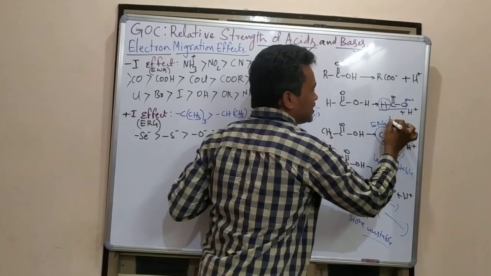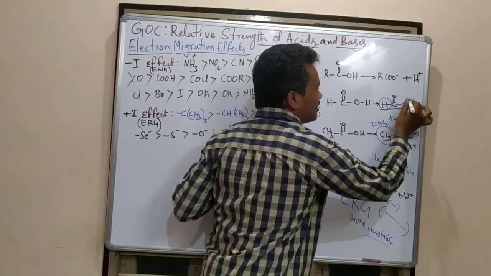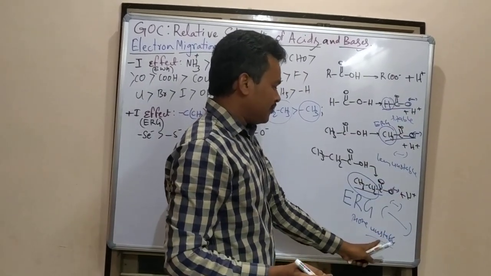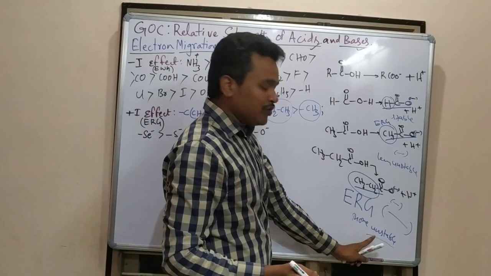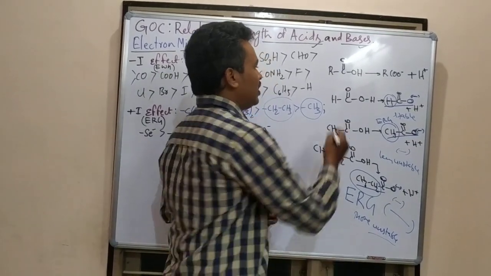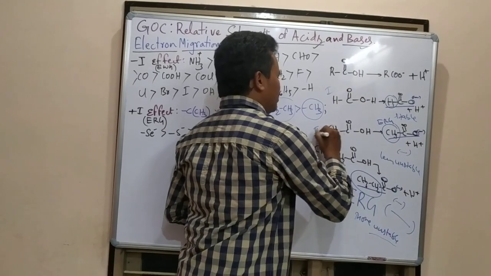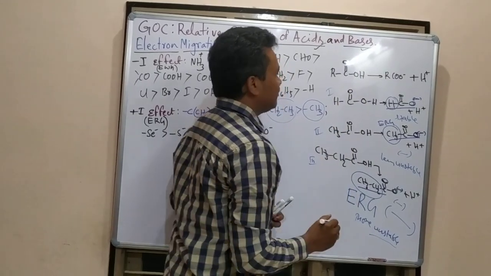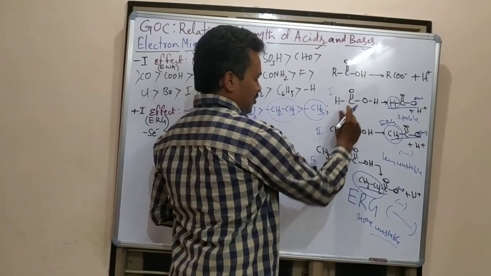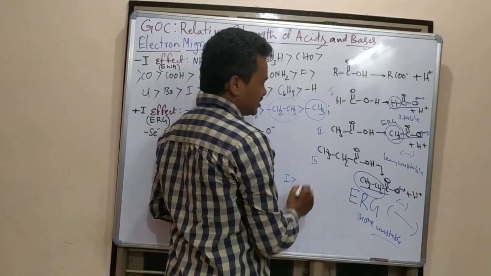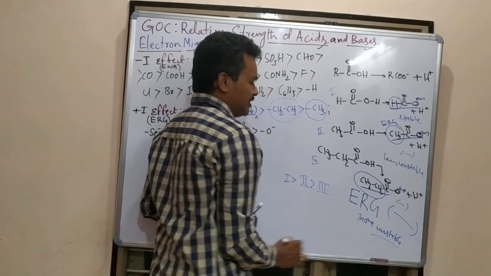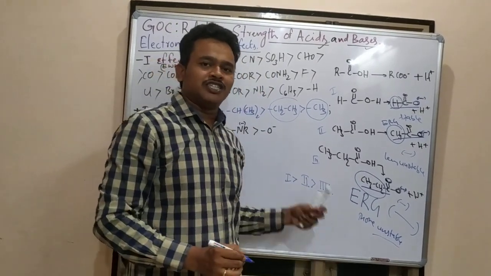Comparatively, which is the stable one? This oxide ion. So this ion is stable. This is less stable, this is less unstable, and this is more unstable. Giving numbering 1, 2, 3, which ion is stable? This ion is stable, so the corresponding acid, 1 is more acidic than 2, which is more acidic than 3. This is our acidic strength.